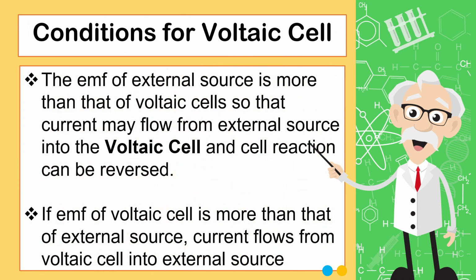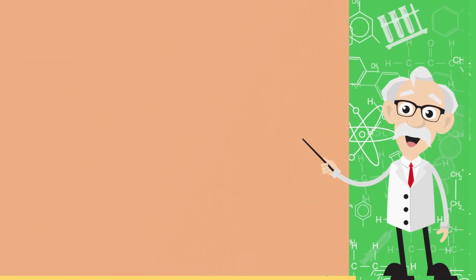Conditions for voltaic cell. The EMF of external source is more than that of the voltaic cell, so that current may flow from external source into the voltaic cell, and the cell's reaction can be reversed. If EMF of the voltaic cell is more than that of external source, current flows from the voltaic cell into external source. Let's move further and see what happened next.